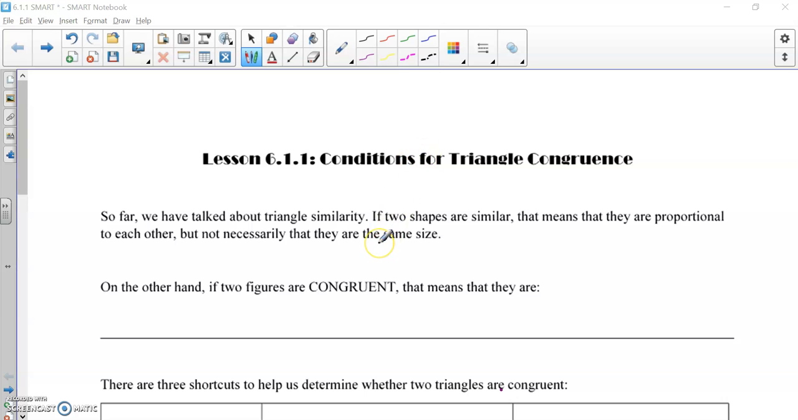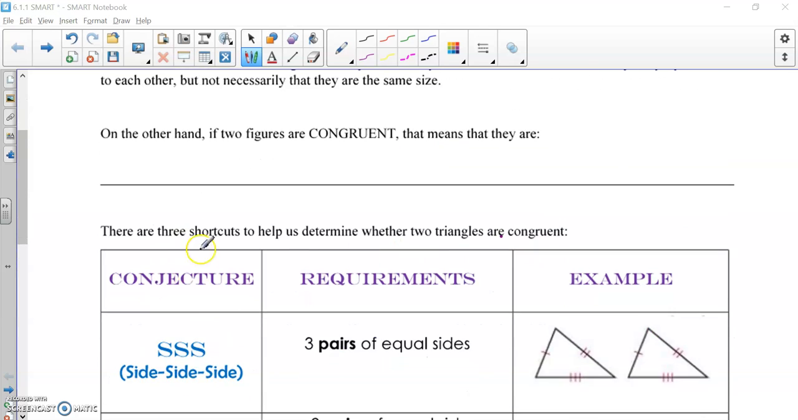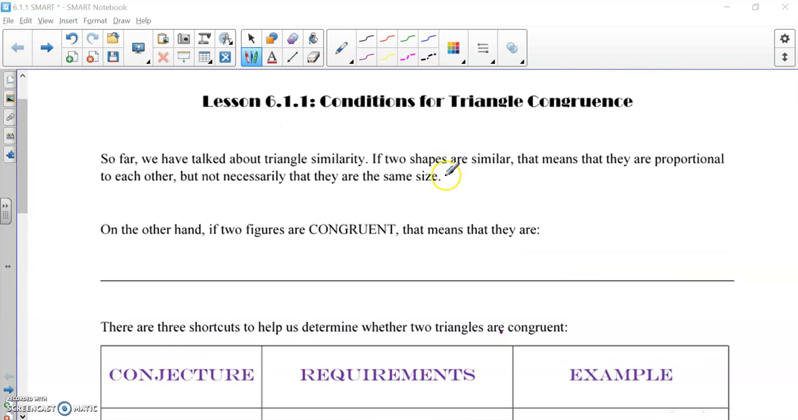So for today, we're going to talk about the conditions or conjectures that are required in order for two figures to qualify as congruent. So far we've talked about triangle similarity, and if two shapes are similar, that means they are proportional to each other, right? One can be bigger or smaller than the other, so they don't have to be the same size, but they have to change in size by a certain scale factor or ratio, just all in proportion.